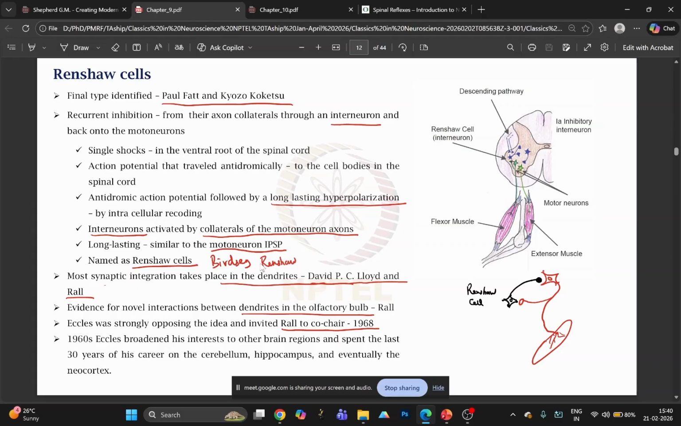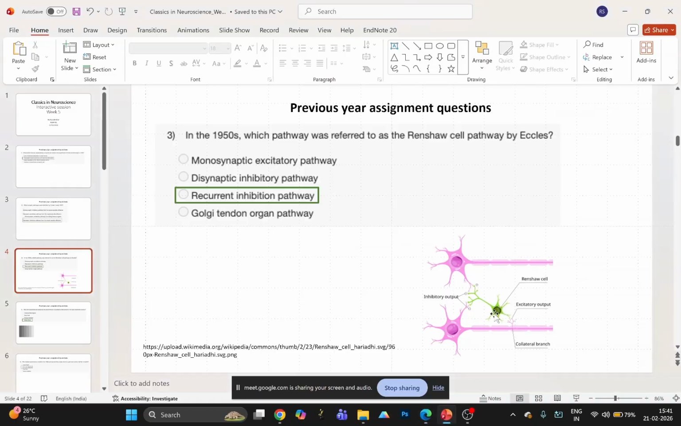But Birdsey Renshaw died very young. He died in 1947 of polio. Because Renshaw was the first one who had made such a prediction, Jack Eccles decided to name these interneurons Renshaw cells to commemorate Renshaw's contribution, his idea that there might be these kinds of cells. So he named them Renshaw cells, the inhibitory interneurons that carry out such a function.